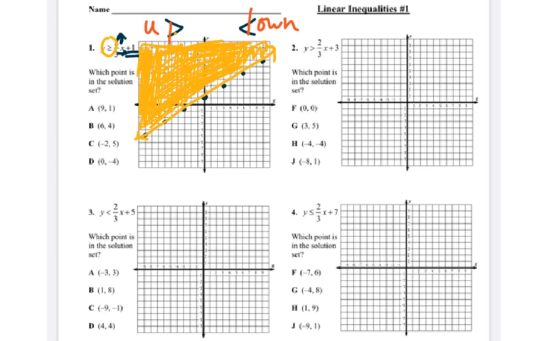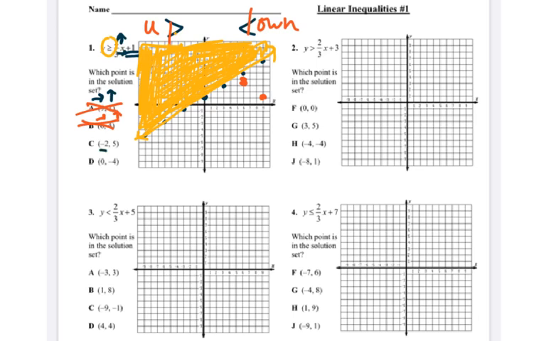All right, here we go. Now, it says which point is in the solution set. What that means is that one of these ordered pairs is going to live in this colored area. So let's check A. 9, 1 means the x value is 9, so we go right 9, and up 1. Is that in the colored area? Heck no, it's not A. Next, +6 means right 6, +4 means up 4. 1, 2, 3, 4. That dot is not in my colored blob, so that is not a solution.